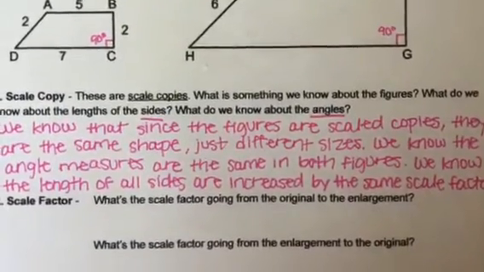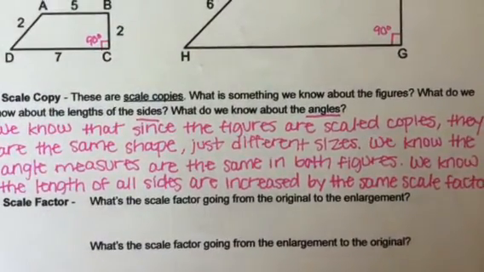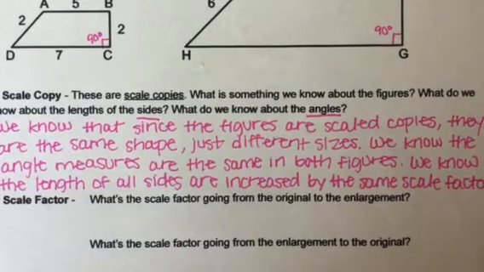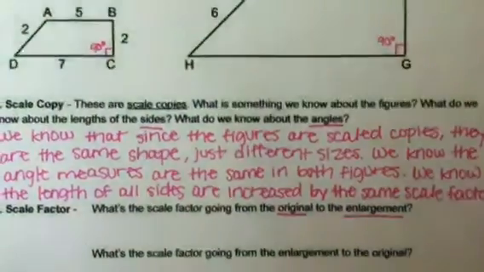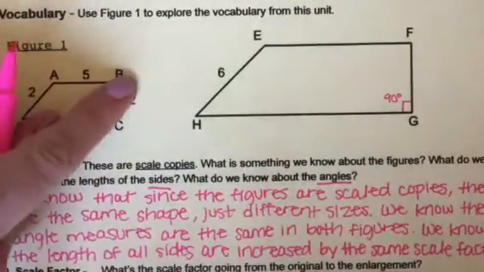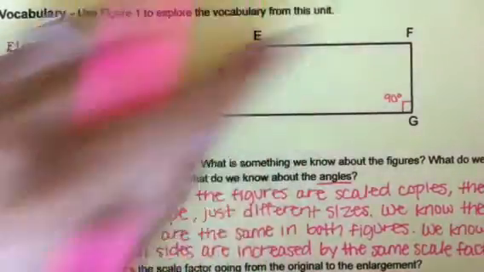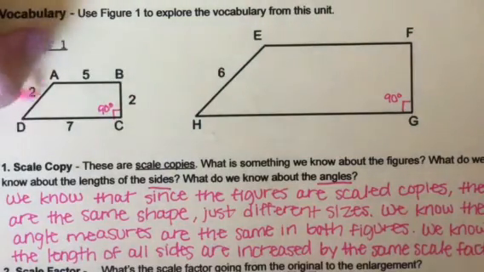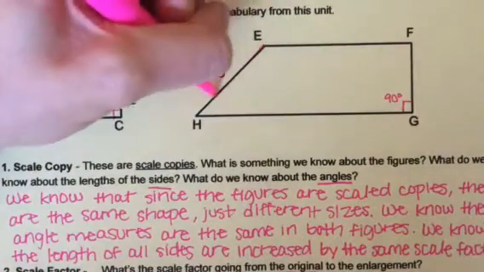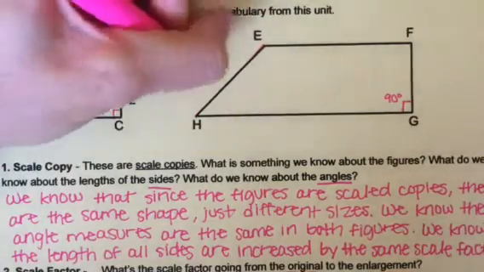Question number 2 asks us about scale factor. It asks, what is the scale factor going from the original to the enlargement? And then it asks, what is the scale factor going from the enlargement to the original? So let's worry about the first question right now. So this one's going from the original to the enlargement. So that means that we're going from this figure over here over to this figure over here. We only have two given lengths on corresponding sides. We have over here that this side is 2, and then its corresponding side on the scaled copy is 6.